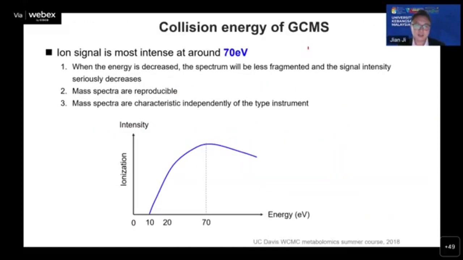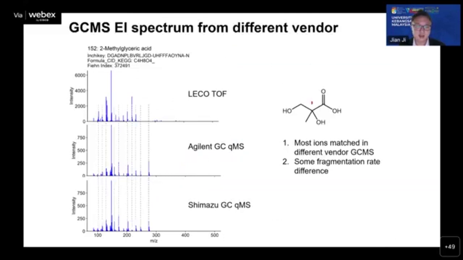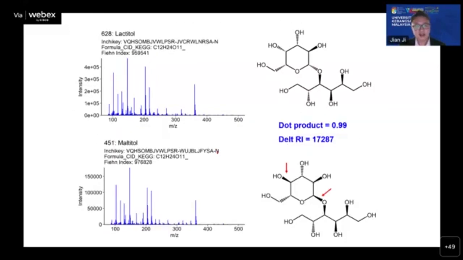But in GC-MS, we use a collision energy of 70 eV. It's pretty good. All the machines use the same collision energy, which means that if we use different machines to acquire the EI spectra from the same compounds, like the LECO TOF, Agilent GC-Q-MS, or Shimadzu GC-Q-MS, their spectra are almost the same. This means that GC-MS libraries can be shared. The database can be used on different machines.